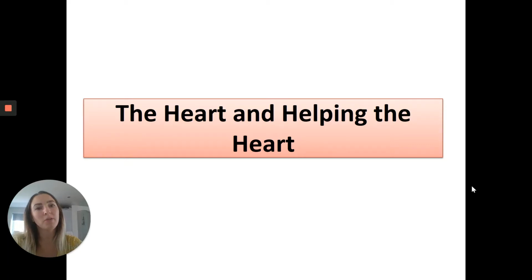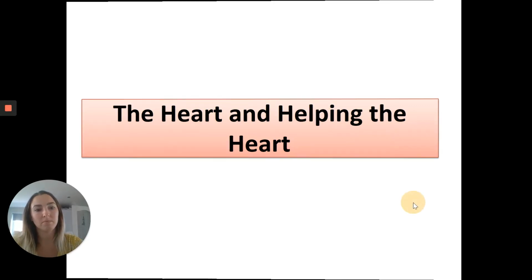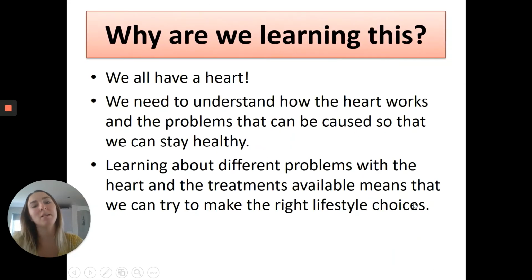Everyone, in previous lessons you have been looking at blood vessels, the blood and the circulatory system. Today we're going to move on to the heart and then helping the heart. So why are we learning this? Obviously we all have a heart. We need to be able to understand how it works, what the structure is, what problems can arise within the heart, and how we can treat this, just to make sure that we can stay fit and healthy.